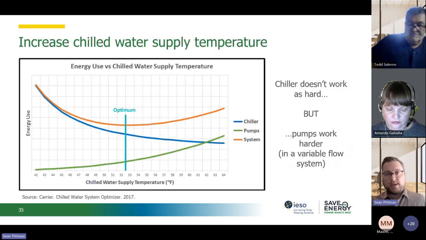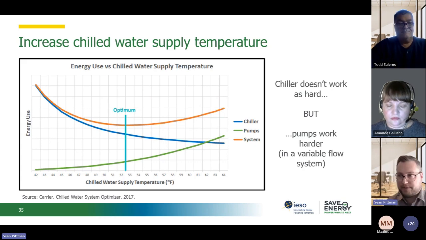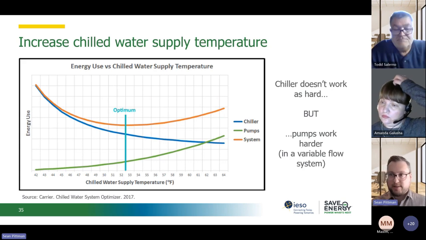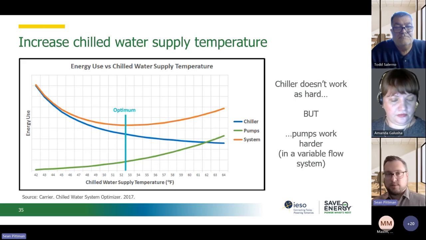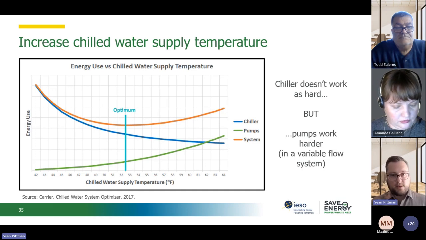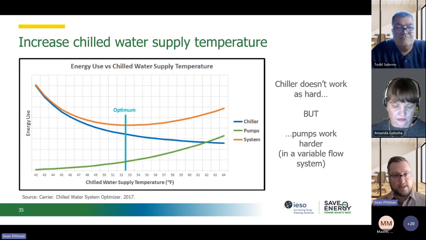So if we increase chilled water supply temperature, this graph is showing, on the orange line, the system energy consumption. The blue line is the chiller energy consumption, and the green line is the pumps. If we increase the chilled water supply temperature, the amount of energy consumed by the chiller goes down, but the pumps have to work harder, because under this assumption we have a constant load that needs to be served. By Q equals m cp delta T, if you adjust the delta T but your Q needs to remain, something else has to go up.